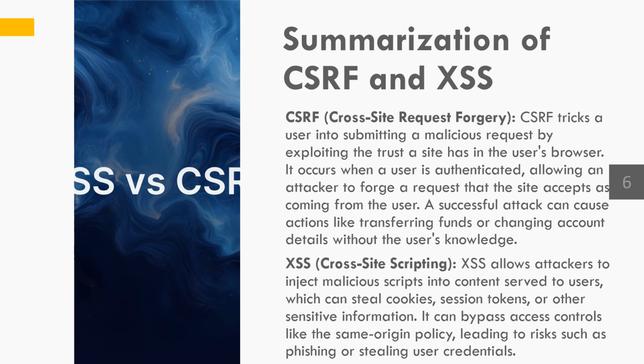Cross-site request forgery and cross-site scripting are prevalent attack types, each exploiting different weaknesses. CSRF relies on user trust and exploits authenticated sessions by tricking users into executing unintended actions, such as transferring funds. XSS, on the other hand, injects malicious scripts that execute in the browser, stealing sensitive information like cookies or session tokens. Both attacks highlight the importance of robust input validation and the implementation of anti-CSRF tokens and content security policies.